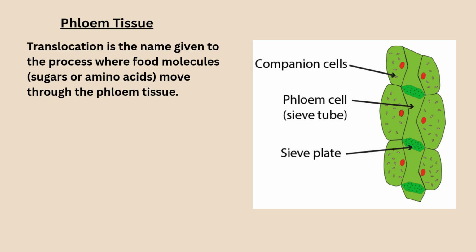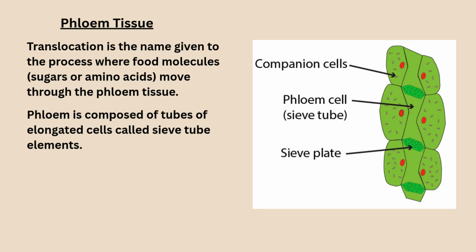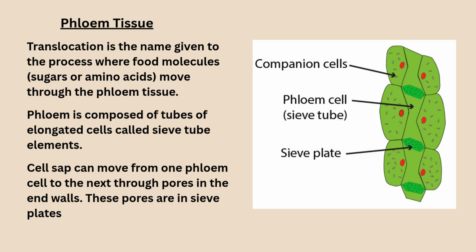Translocation is the name given to the process where food molecules, such as sugars or amino acids, move through the phloem tissue. Phloem is composed of tubes of elongated cells called sieve tube elements. Cell sap can move from one phloem cell to the next through pores in the end walls. These pores are in the sieve plates.